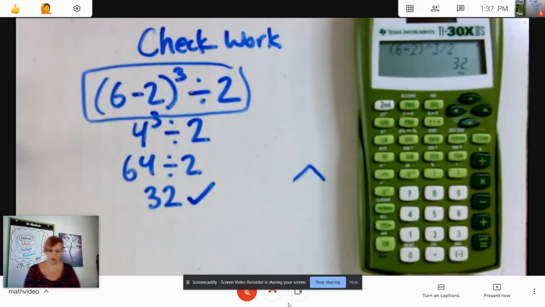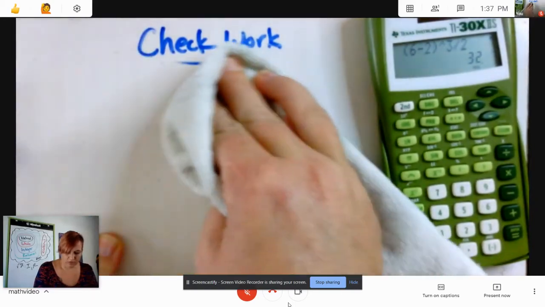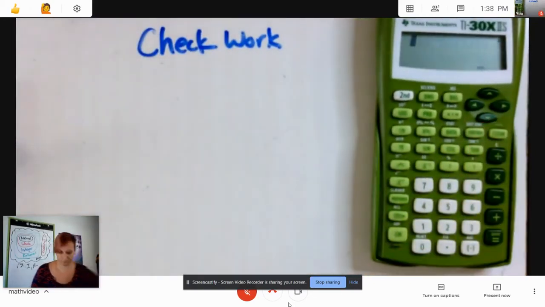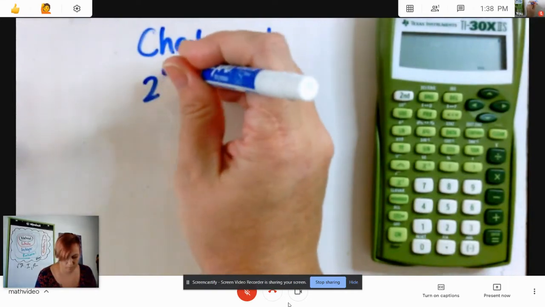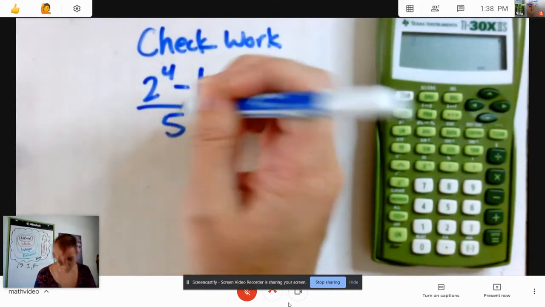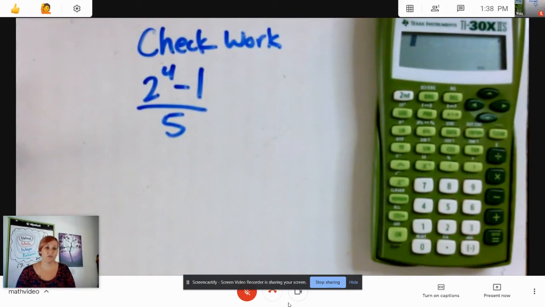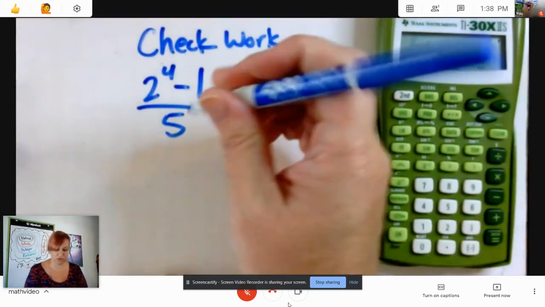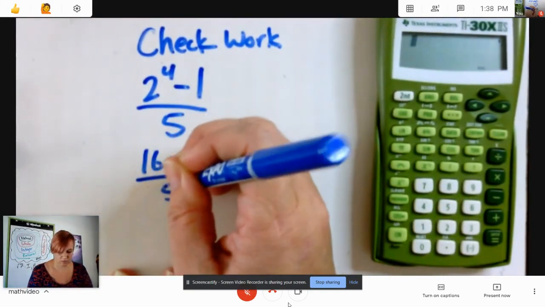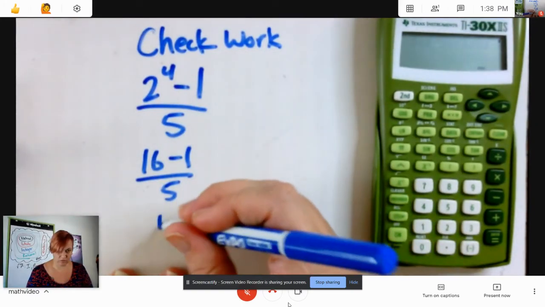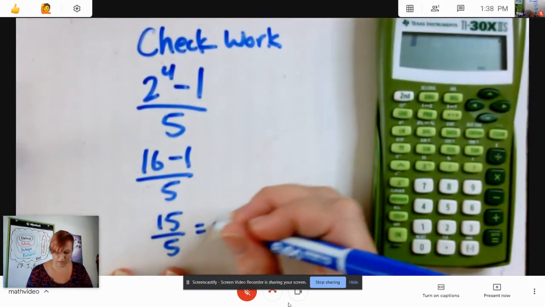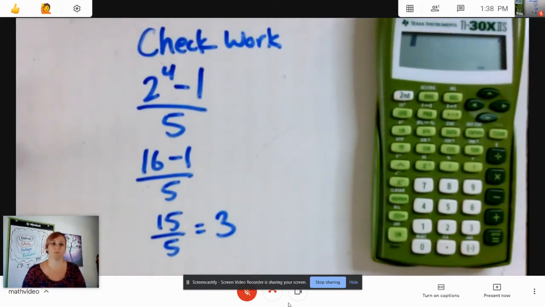Let's try one more, checking our work and see if we can do it correctly. All right, so here is my next problem. I'm going to do it by hand first, and then I'll check my work in a little bit. So we're going to start with 2 to the 4th. That's 2 times 2, which is 4, times 2, which is 8, times 2, which is 16. 16 minus 1 is 15. And I think the answer is 3.